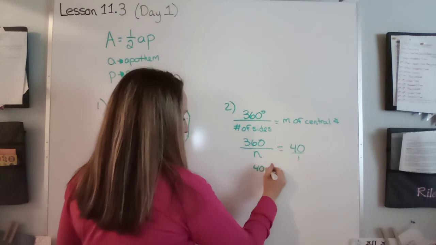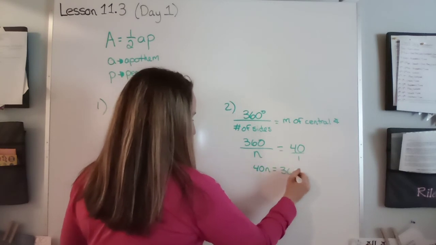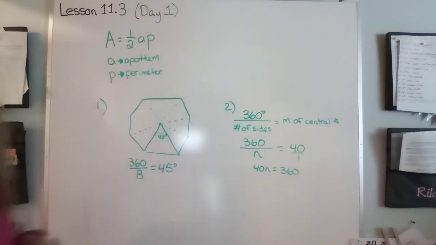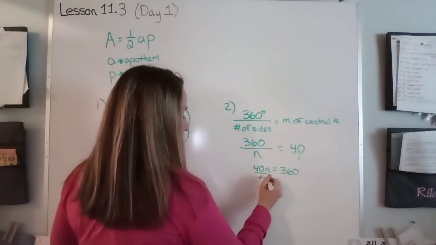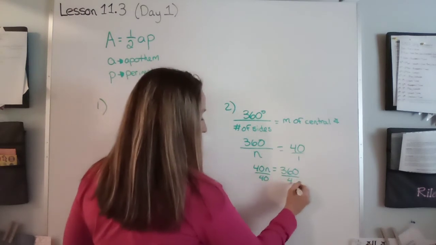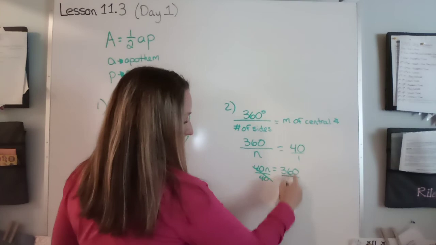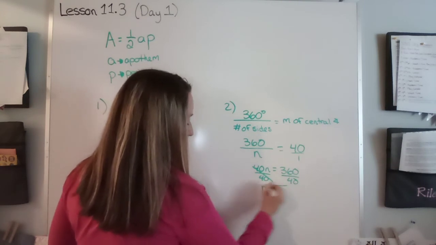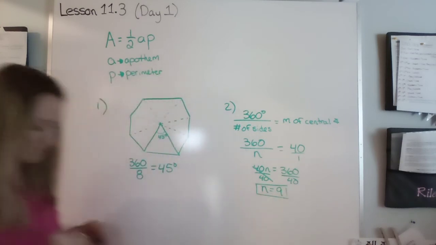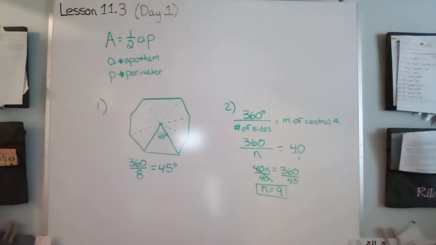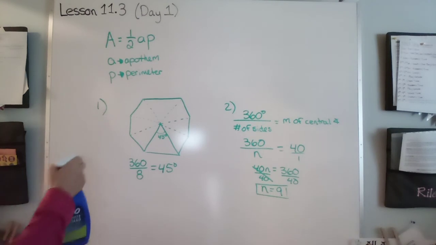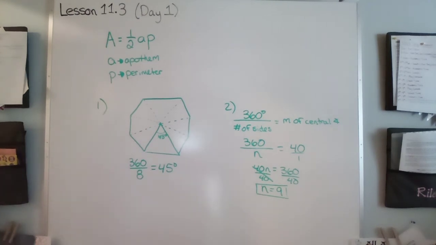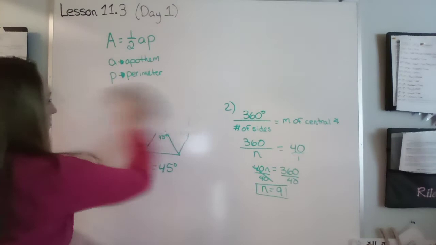So 40n equals 360. Divide both sides by 40. And when you do so, knock off the zeros, so it's really 36 divided by 4 to get 9. We're talking about a 9-sided figure. A 9-sided figure has central angles that are 40 degrees. Okay, let's keep on working.